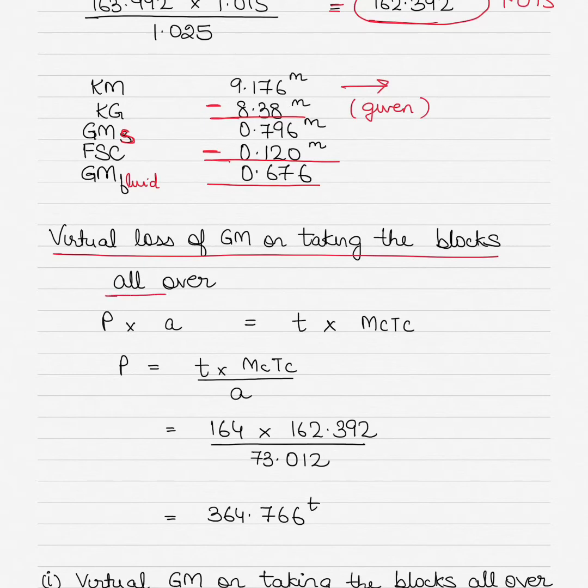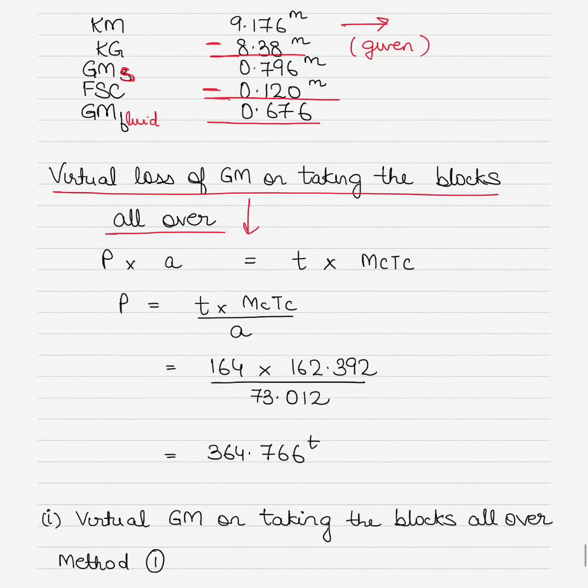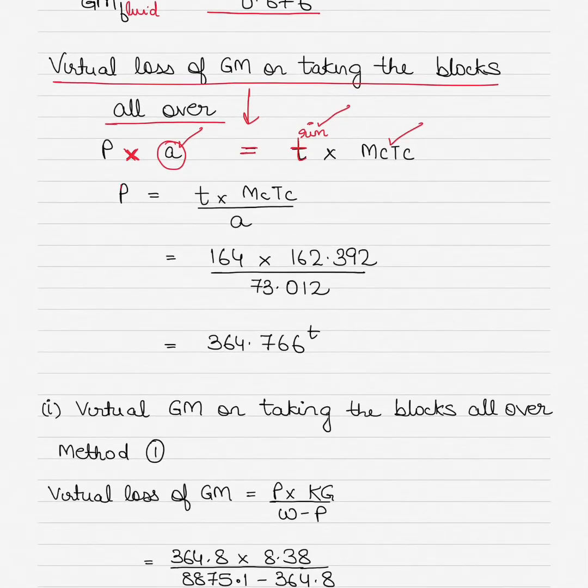Now the virtual loss of GM on taking the blocks all over, when the entire vessel is sitting on the blocks, is calculated by P, which is the upward force, remember I explained that before, multiplied by small a. This small a is nothing but the distance of the center of flotation from the aft perpendicular, basically the LCF. This equals trim, the one that we have known before, multiplied by MCTC, the one that we calculated before. So in this, we know the MCTC, we know the trim, and we also know the LCF. So what I'll do is I just need to calculate P. P is the upward force that acts on the vessel as soon as the vessel touches the block, right? The P force acts upwards, equal to the weight of the vessel taken by the block.